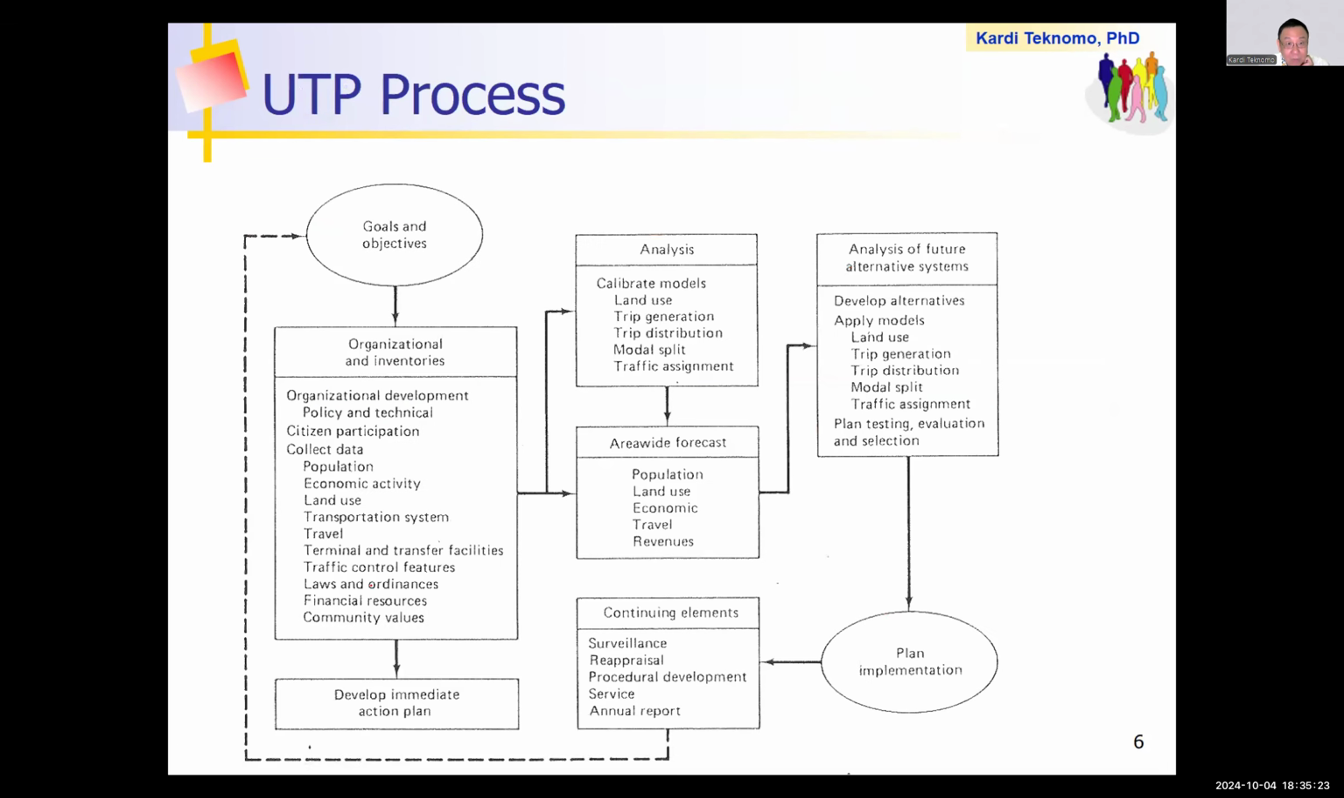Now these are the UTP, urban transportation planning process. Again, you start with the goal, with the objective. Then what is the organizational goal? What are the policy and technical things that you have? Then you want to get people to participate, citizen participation. When you have a project, after you create a plan, you need to inform the public and get feedback from the public.